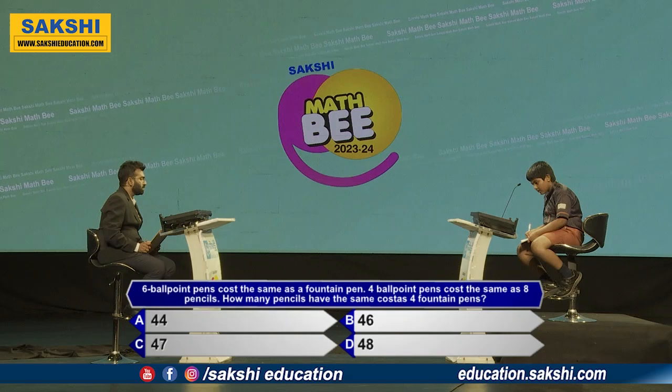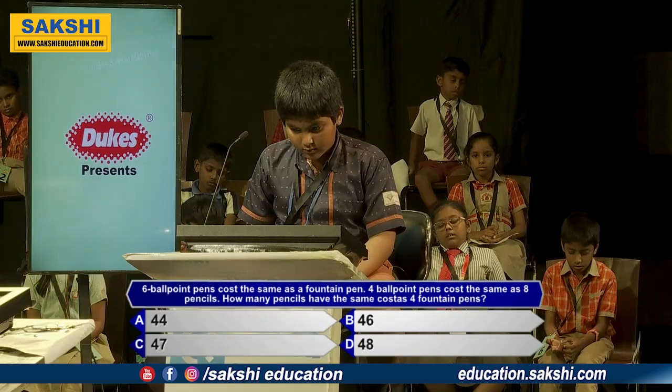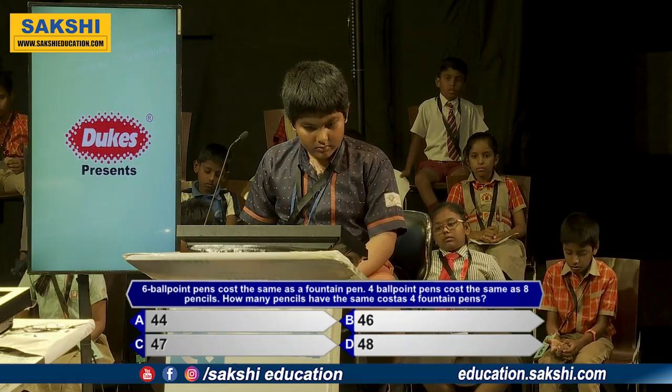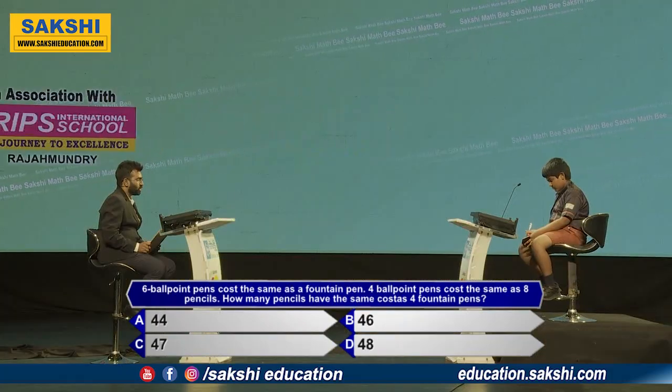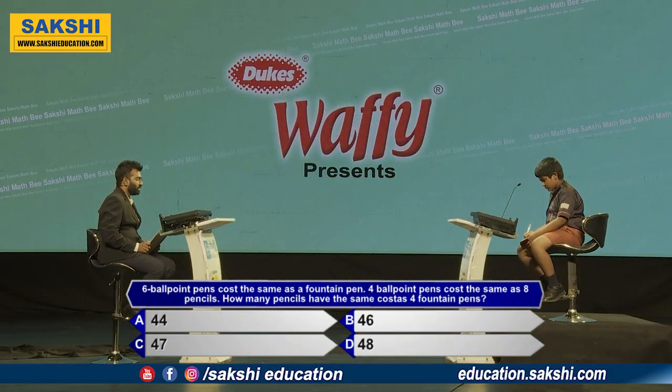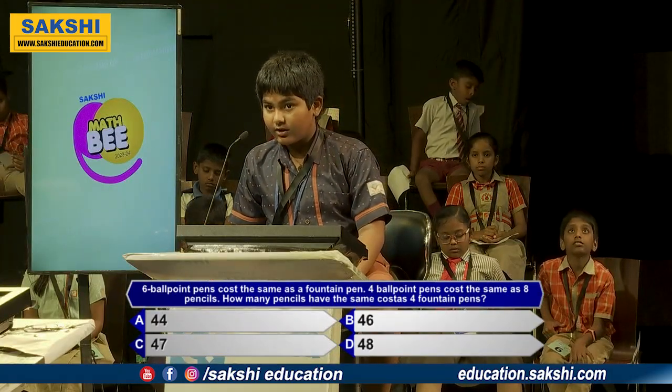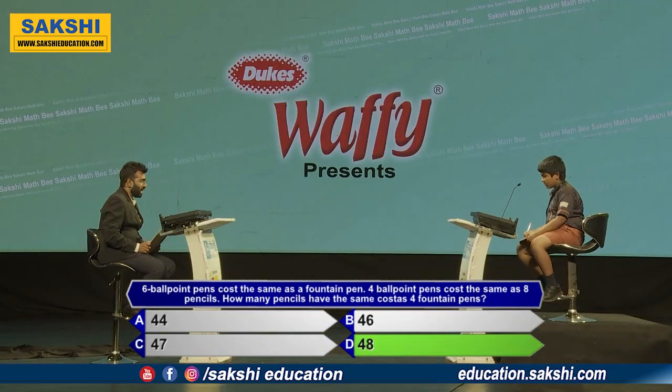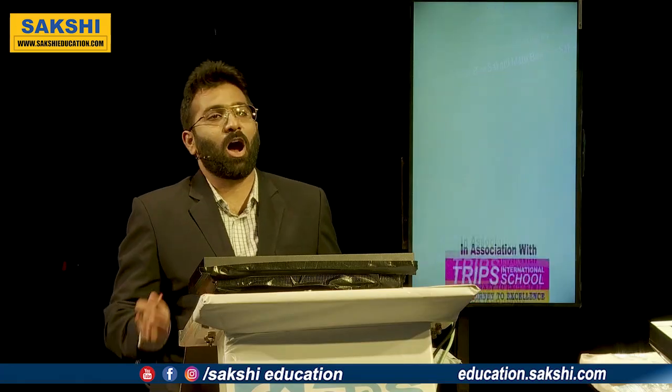6 ball pens equal to fountain pen. 4 ball pens cost same as 8 pencils. How much cost is 4 fountain pens? Option D. Please lock option D, 48. You bag the bronze.